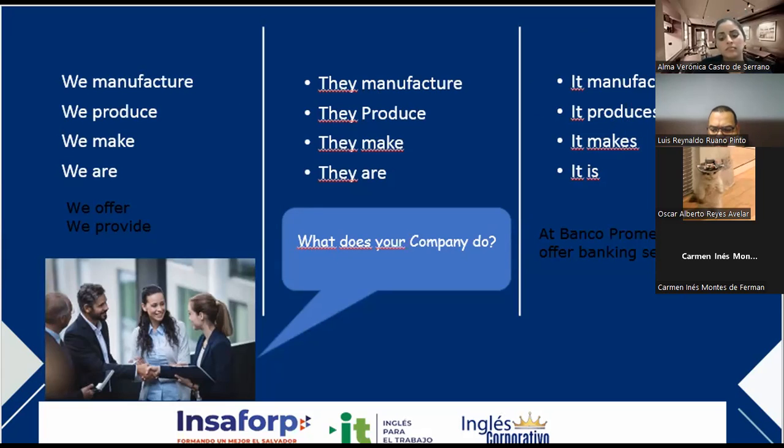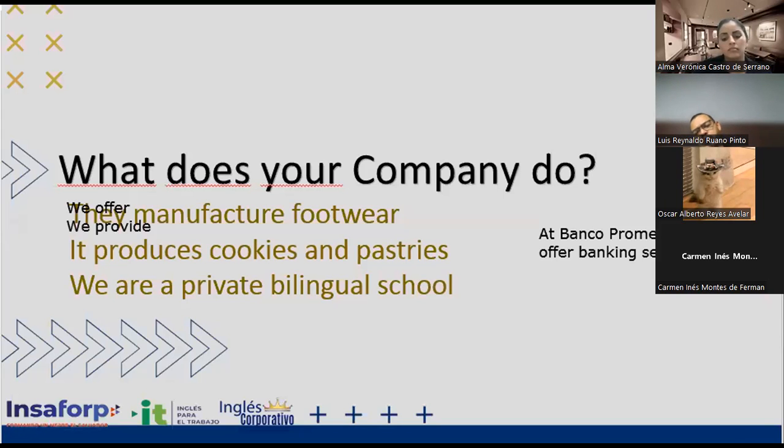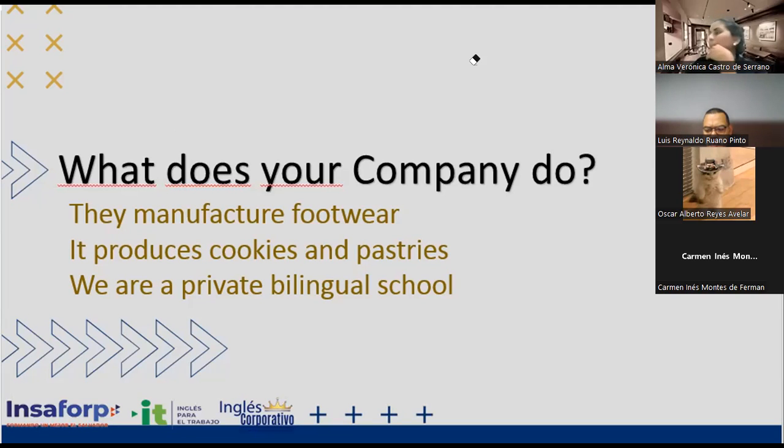Bien, I will stop sharing. Oh no, I'm not going to stop sharing. I'm going to show you this, just to show you some examples. What does your company do? They manufacture footwear. It produces cookies and pastries. That's what Gilbert was saying, right? It produces cookies and pastries. He was saying, what was he saying? Let me remember exactly. Sweet bread and pies and desserts and hot drinks, right? Okay. Cookies and pastries.